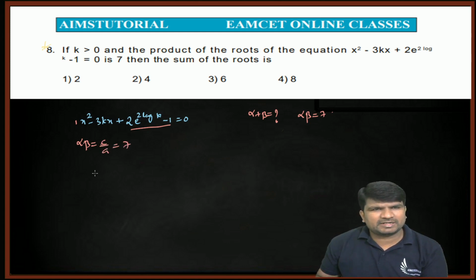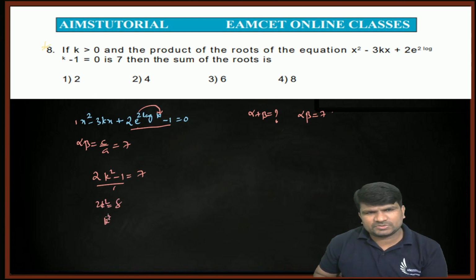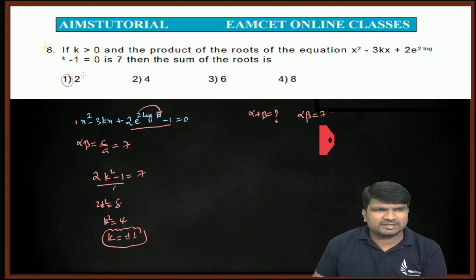So this one we can write 2 times e power, e and log get cancelled. So we can write k square, e and log get cancelled. So this will become k square minus 1 equals 7. So 2k square equals 8, k square equals 4, and k equals plus or minus 2. Square root of 4 is plus or minus 2. So first option is the right option.